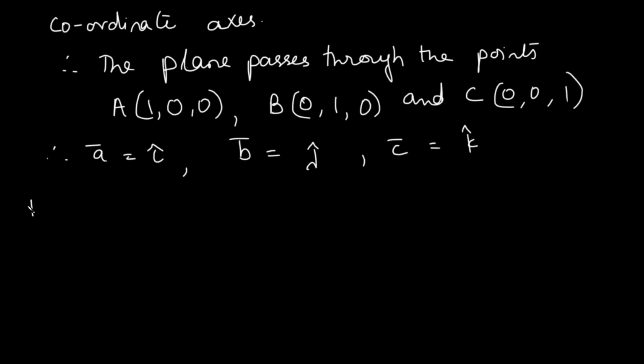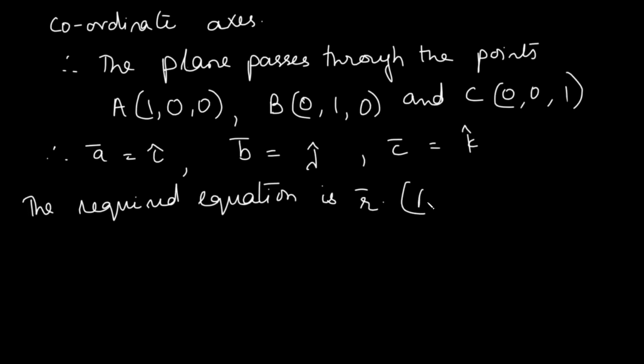So the required equation of the plane is that of the plane passing through three non-collinear points, the second theorem which we studied today. So the required equation is r dot AB cross AC is equal to a dot AB cross AC. So this becomes the required equation for us.